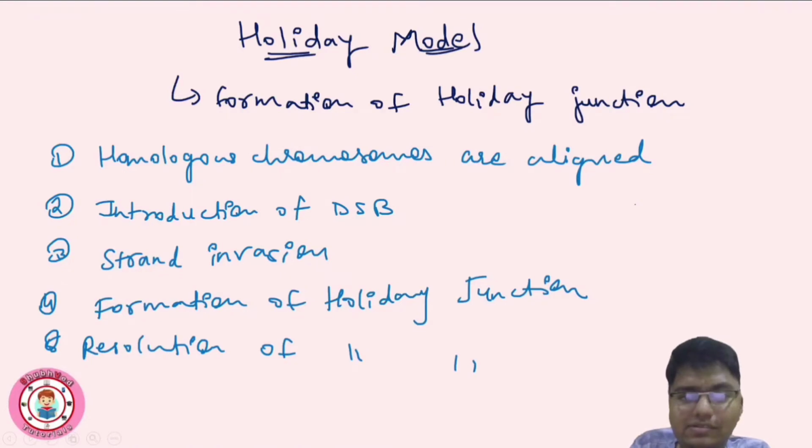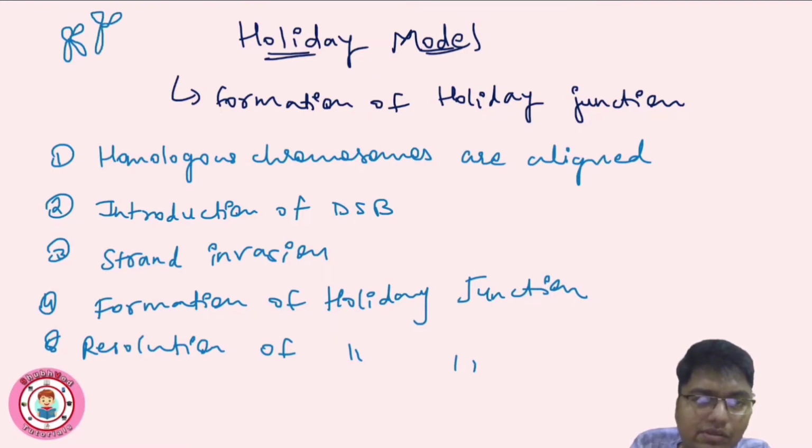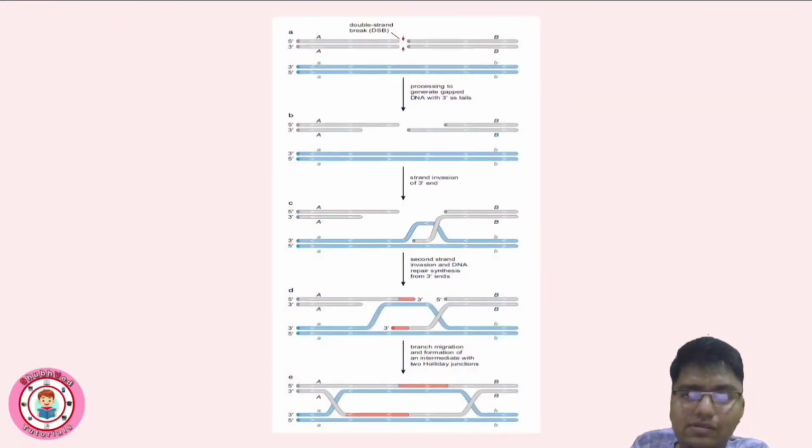So let's see what this is. First step, homologous chromosomes are aligned. Homologous chromosomes are those which are similar. So these are the homologous chromosomes. They will come near to each other, right? Then the crossing over, exchange of chromosome will take place. Then the introduction of double strand break. Then the strand invasion will take place. Okay, let's see with the help of a diagram what this is.